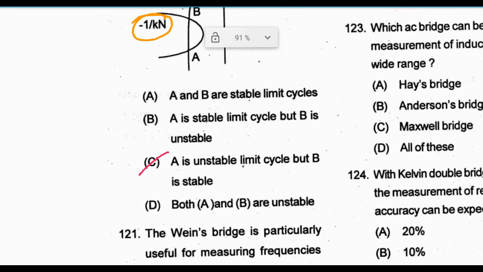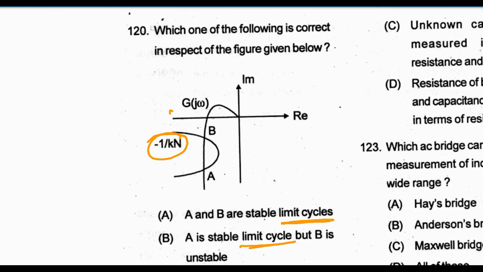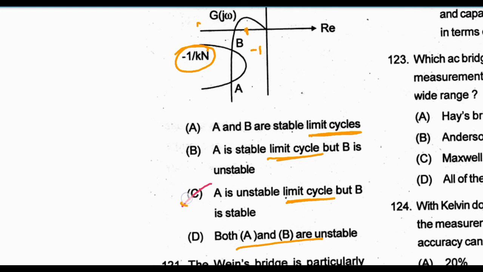A and B are stable limit cycles. I don't know about limit cycles, honestly. So I think if this one is a Nyquist plot system, and suppose this is given to be -1, and if this is encircling -1, then we can say that B is stable and A is unstable. So like that I am selecting option C. A is an unstable limit cycle, but B is stable, but I am not clear about this question.